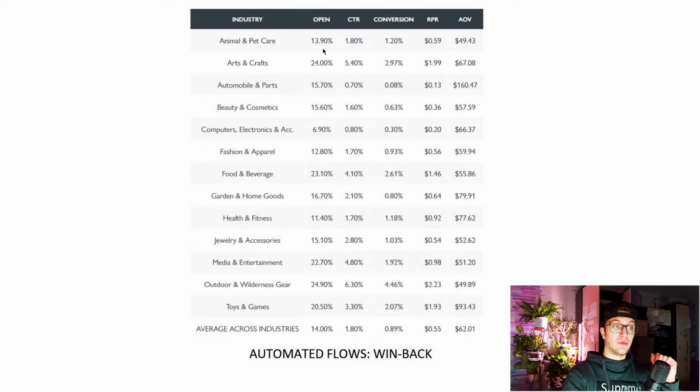Open rates 13.9, which is pretty good. CTR, conversion rate, not really good at all. Revenue per recipient, less than $1. That's the crux of the industry, guys. If you have these numbers, you better reach out, dude. AOV $50, I would say it's not too bad, but again, guys, these numbers are whack. They're really whack.